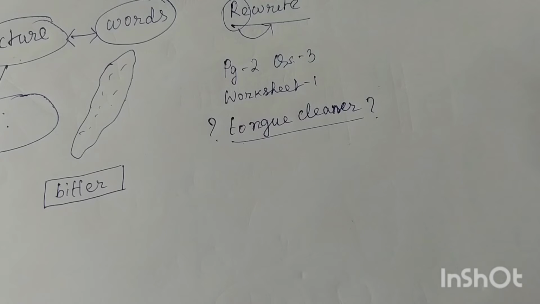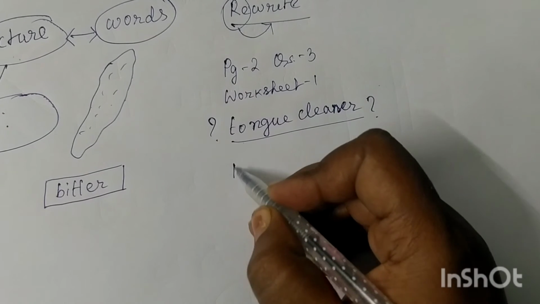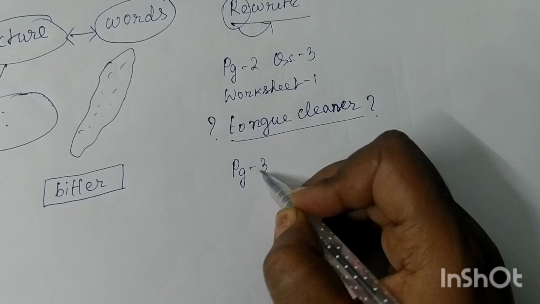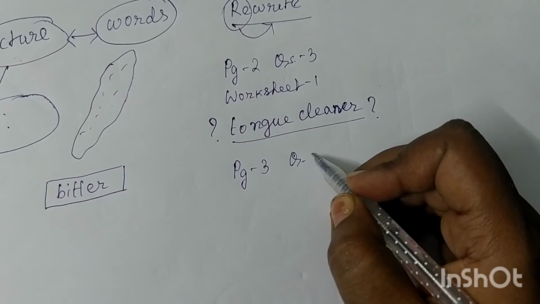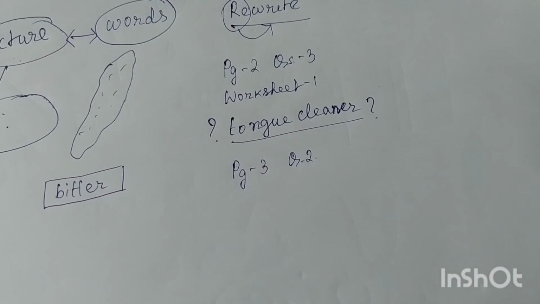Okay, now let us go to question number 2 of page number 3. Now the opposite thing. Page number 3 and question number 2. You can see there are pictures given. If the picture is already given, you don't need to think. You can just see the picture and get the word from it.